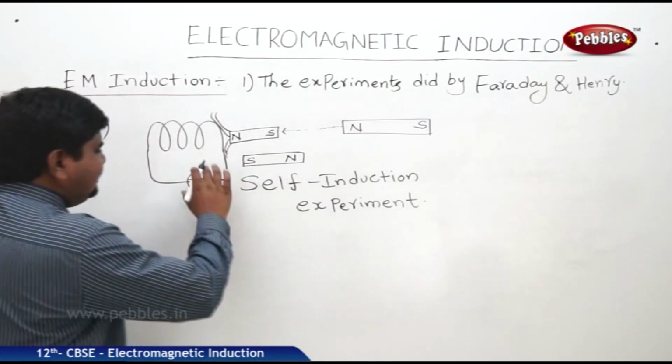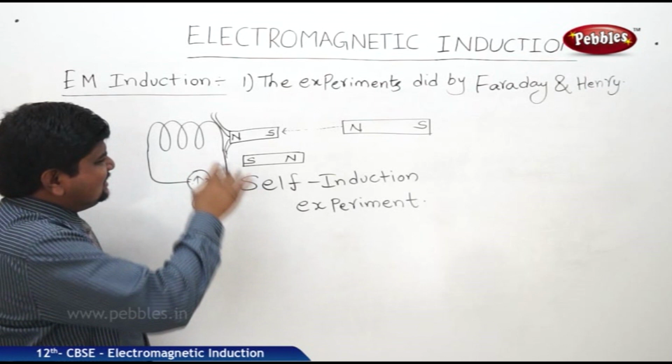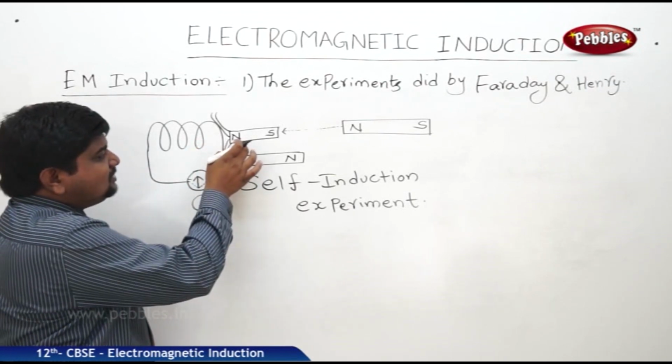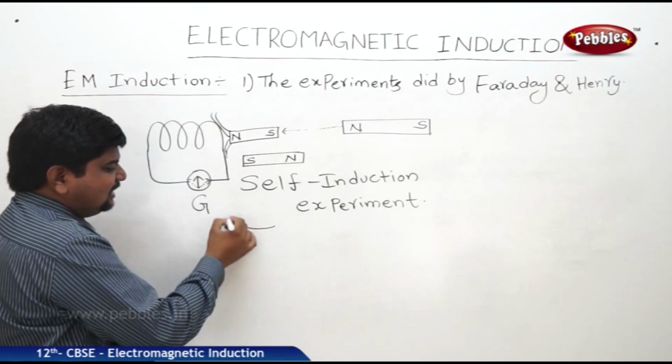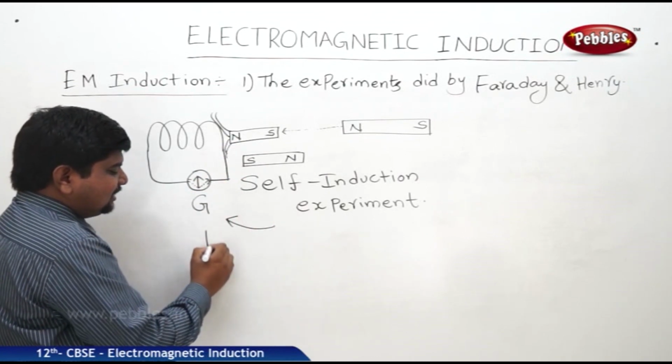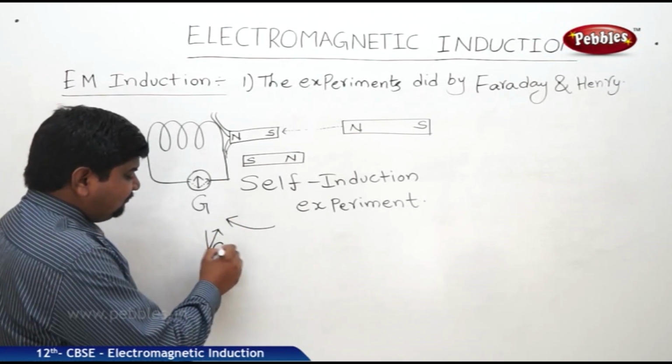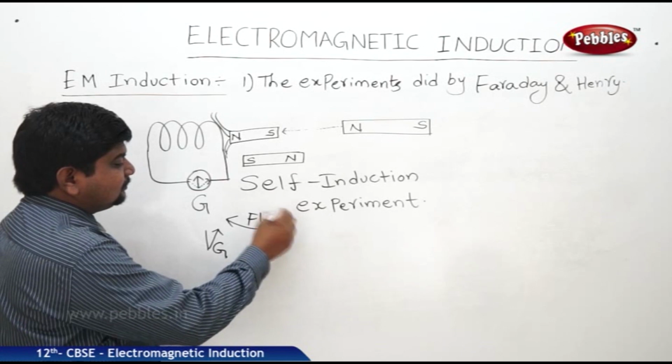That means some current is developed within the coil, and that current is able to oppose the magnetic flux, because the flux direction is like this, and the galvanometer direction is also like this, which is opposing. This is the galvanometer deflection, this is flux.